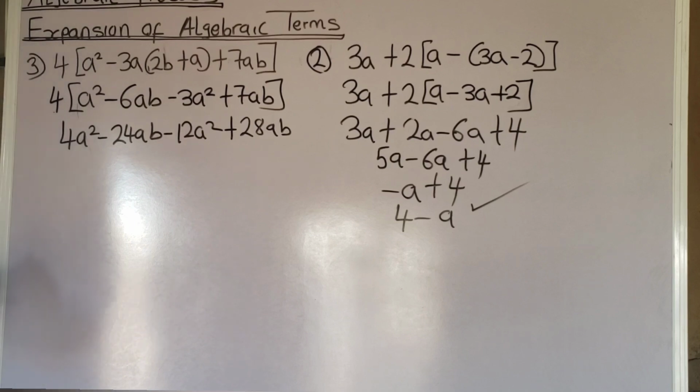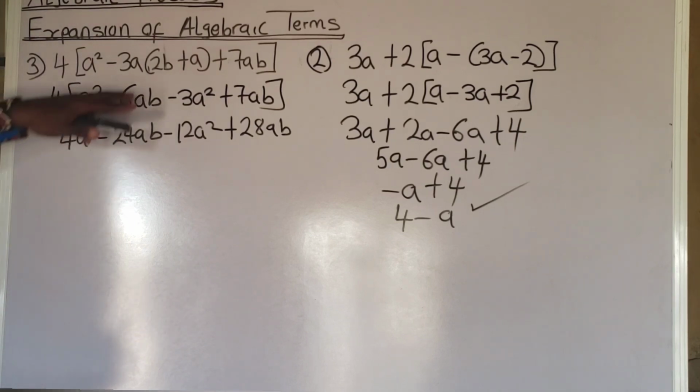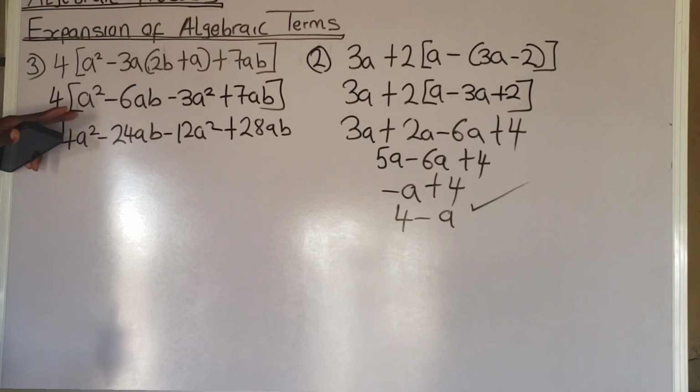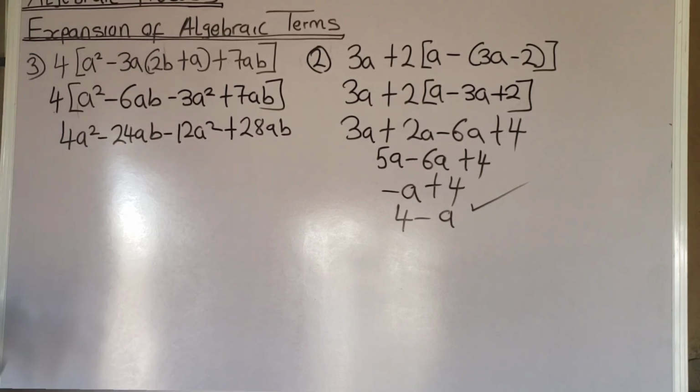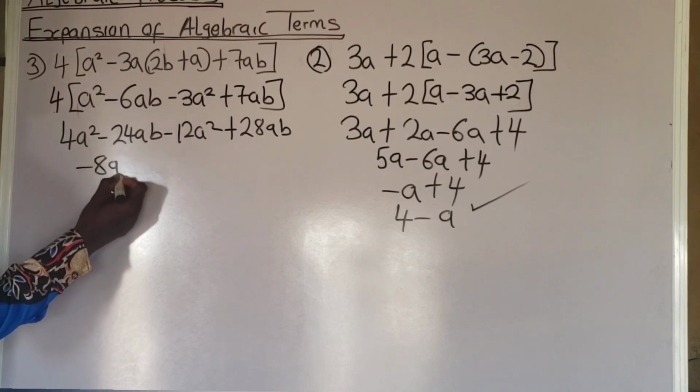28ab. Do you understand? The first step, I deal with this bracket. Then the second step, I deal with this bracket. Okay? Now, are there any terms that I can add together? Yeah, there is. I have 4a squared here, and negative 12a squared here. 4a squared, negative 12a squared, that will give us what? Negative 8a squared. So I'm going to have negative 8a squared.